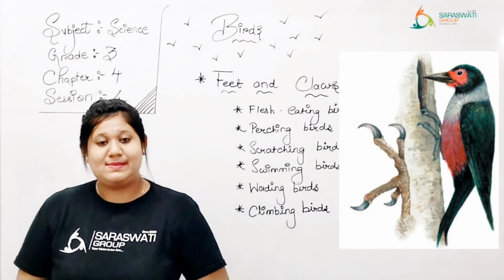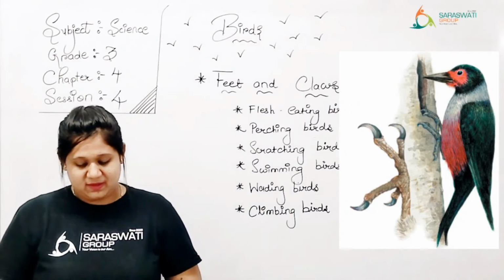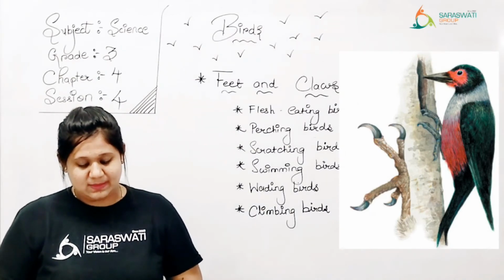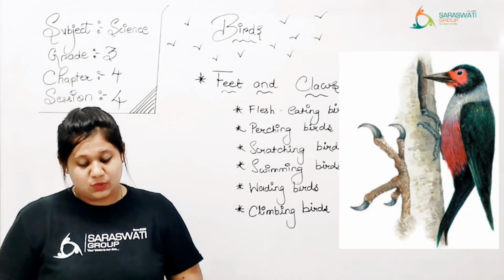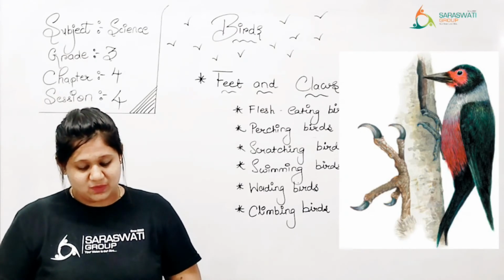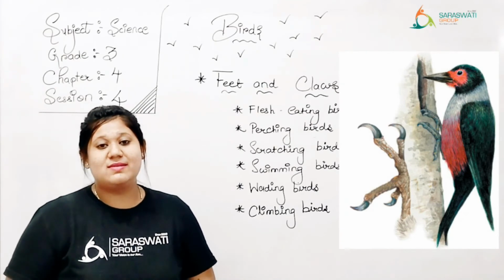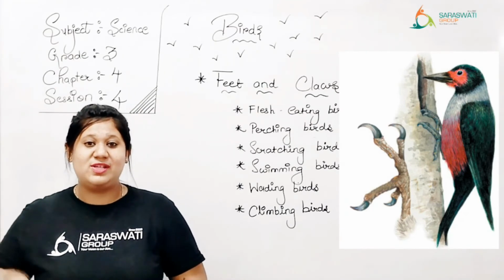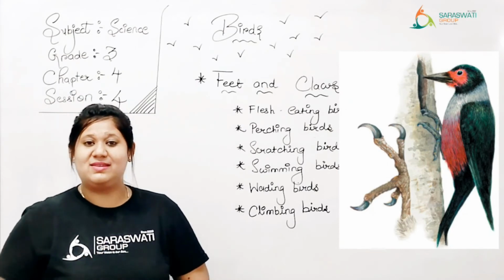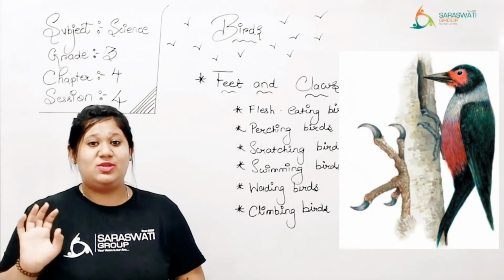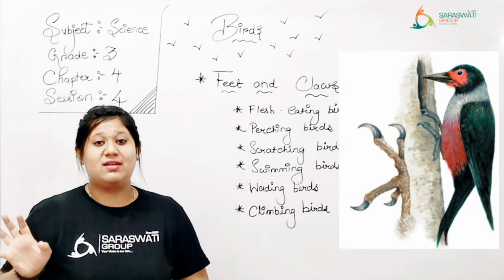Birds such as parrot and woodpecker have two toes that point forwards and two toes that point backward. Such toes help them to climb trees. Kids, it is not easy to climb trees. It is not easy to climb anything, right? We cannot climb the trees like birds.